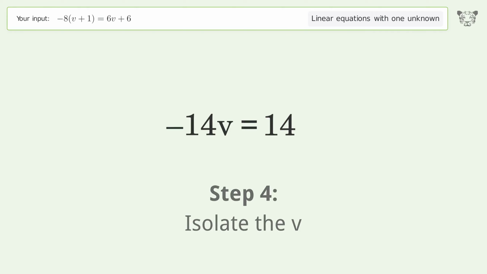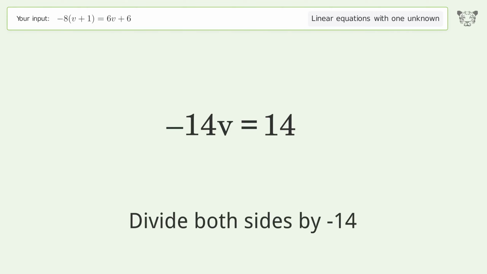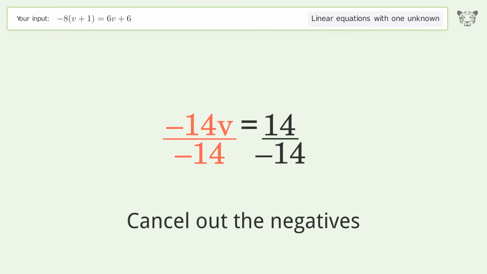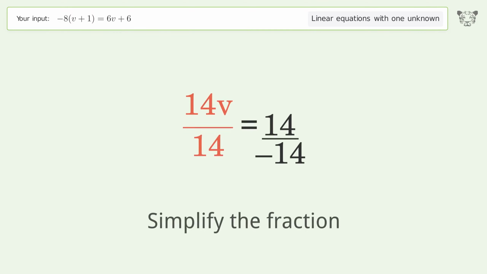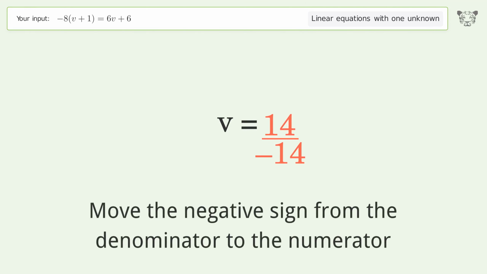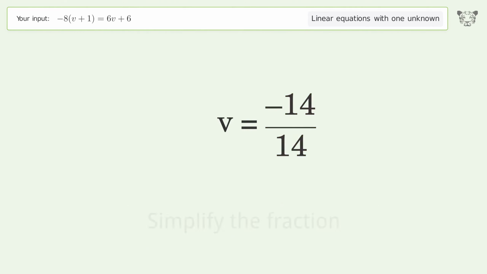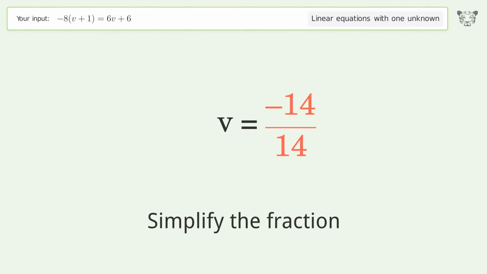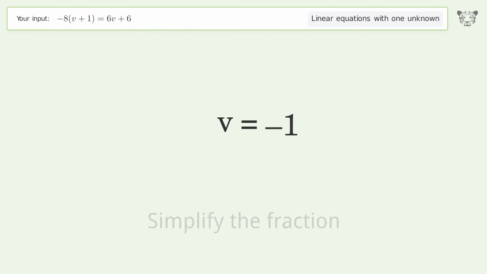Isolate the v. Divide both sides by -14. Cancel out the negatives. Simplify the fraction. Move the negative sign from the denominator to the numerator. Simplify the fraction. And so the final result is v equals -1.